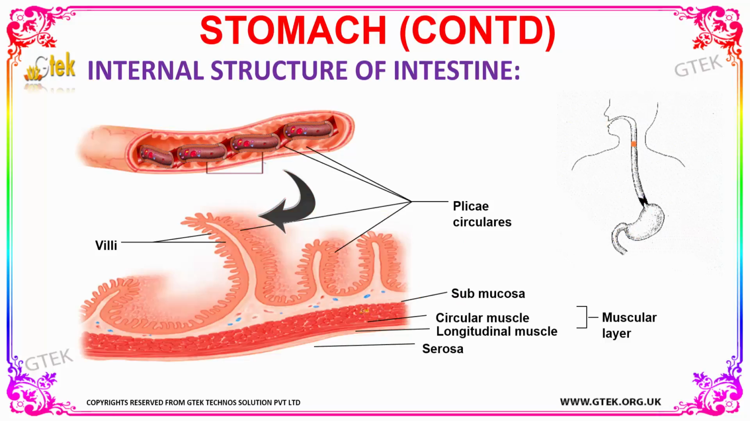Your intestine has the submucosa to be the internal lining, followed by the circular muscle, above which you have your longitudinal muscle and serosa over here. So these are the muscular layer of the small intestine, and which is a smooth muscle, as you can see.